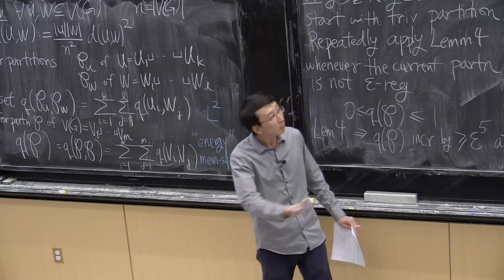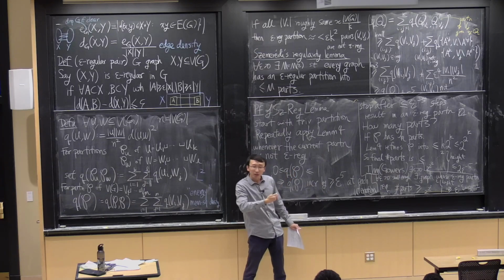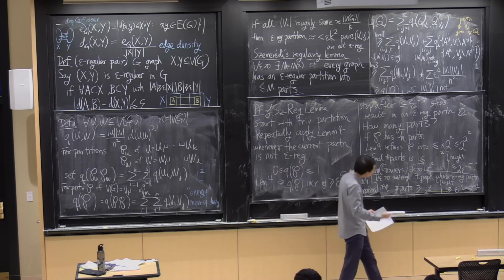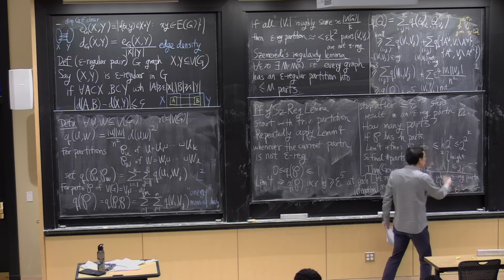So maybe you can squeeze the 5 to something less. Actually, we don't even know if that's the case, but certainly you cannot do substantially better than what the proof gives.